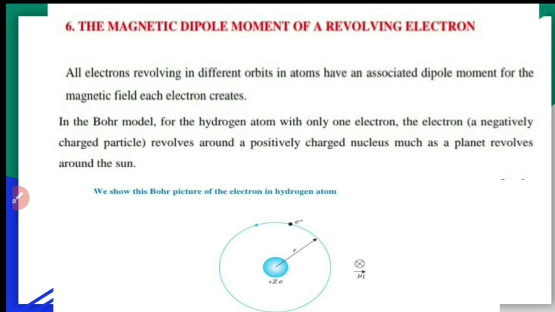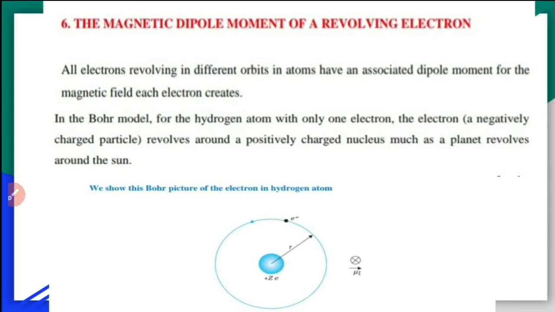In the Bohr model, for the hydrogen atom with only one electron, the electron revolves around the positively charged nucleus, just like the planet revolves around the sun. This diagram shows a nucleus, and around the nucleus an electron is revolving. Here we have the most fundamental case, that of a hydrogen atom. It's written Ze at the center. For hydrogen atom, that Z is 1. In the hydrogen atom, that single electron is revolving around the nucleus.